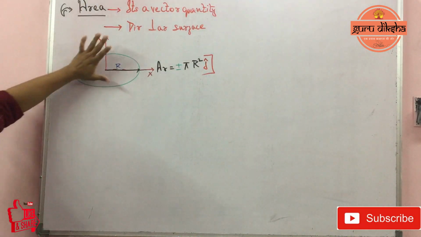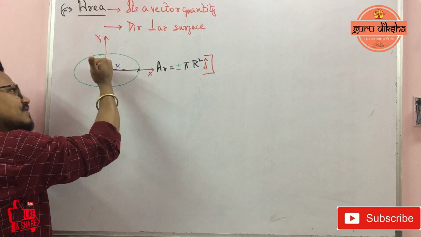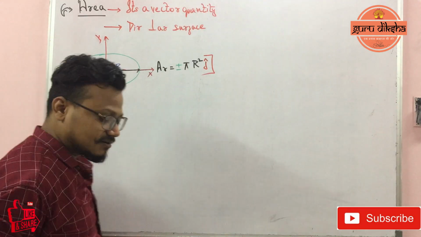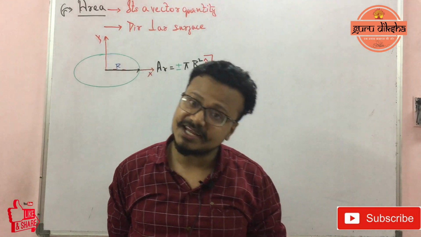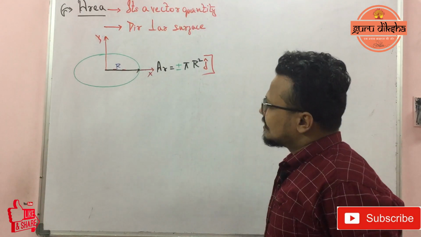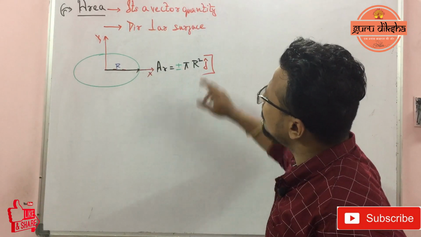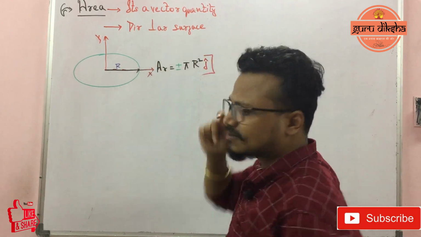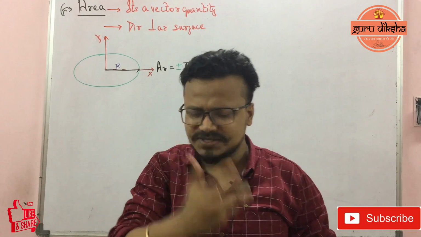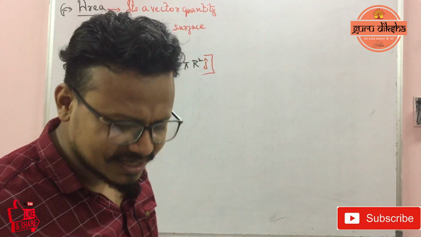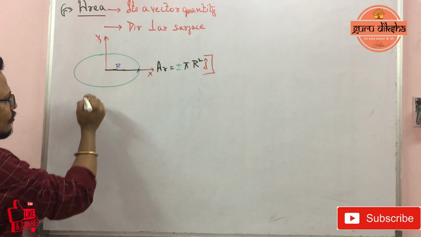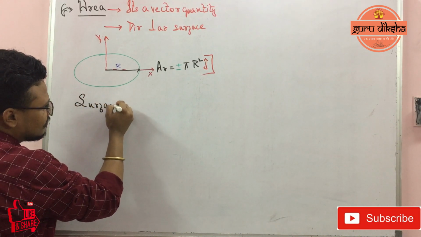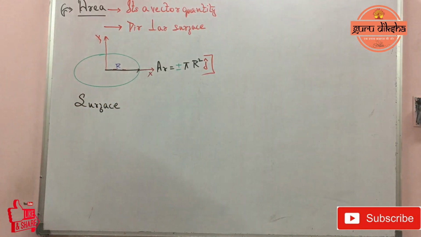Achha. This is the part of the direction, but we will curl the finger, and the thumb will show the direction of the area. Here we see that the direction is perpendicular to the surface. What exactly does the surface mean?